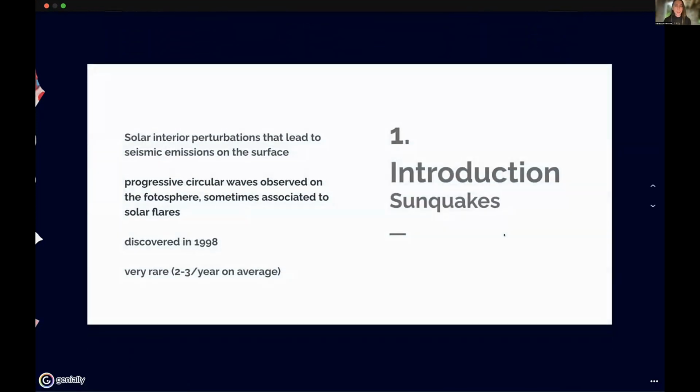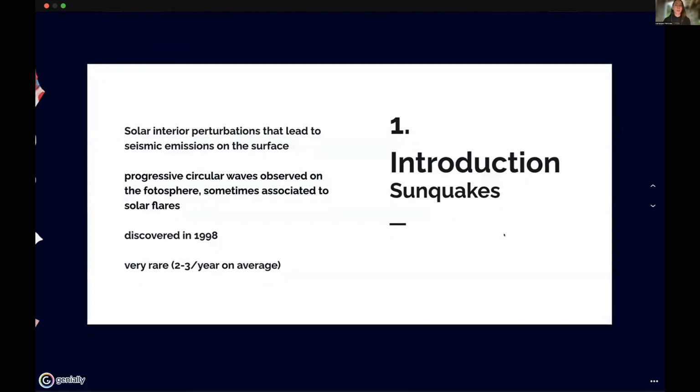I would begin by making a quick introduction on sunquakes and what they are, for those of you that are not familiar. So they are basically perturbations inside the sun that lead to seismic eruptions on the surface. They are sometimes associated to solar flares, not always. And on the photosphere, they can be visualized as circular waves.